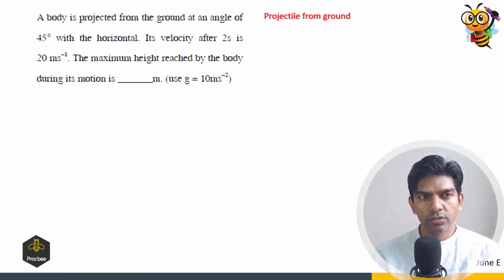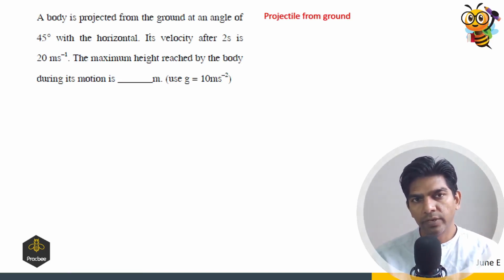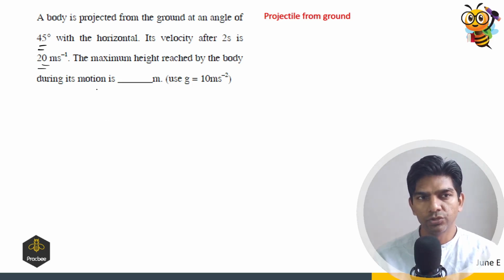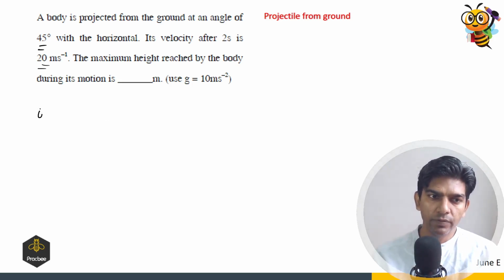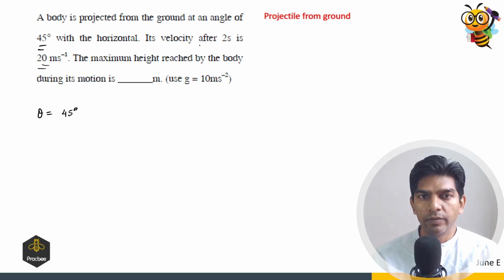Now let us say this question, a body is projected from ground at an angle of 45 degree with the horizontal. Its velocity after 2 seconds is 20 meters per second. The maximum height reached by the body during its motion. So we have given angle of projection which is 45 degrees and we have given velocity after 2 seconds is 20 meters per second.